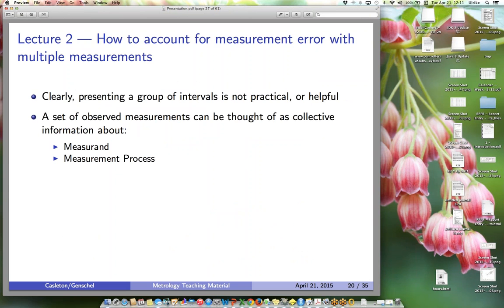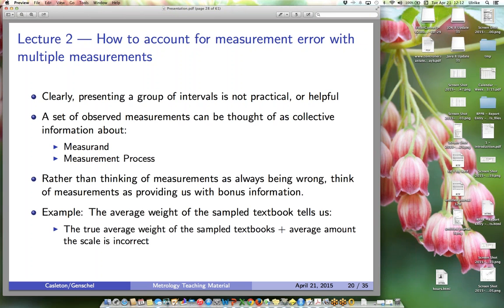So rather than focusing on what in this case was not practical, we now shift the emphasis and start a discussion where we'll use the benefits of having multiple measurements in the sense that we can think of our set of measurements to provide us with information not only about the measurement itself, but also about the measurement process, and sort of interpret this as bonus information that we get from our collected data. Now, coming back to the textbook example, what this means in our context is we don't just get information about the true average weight of the sample textbooks, but we also get information about the average amount of measurement error that's coming from the scale.